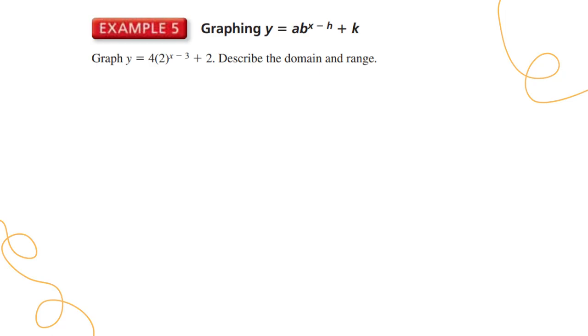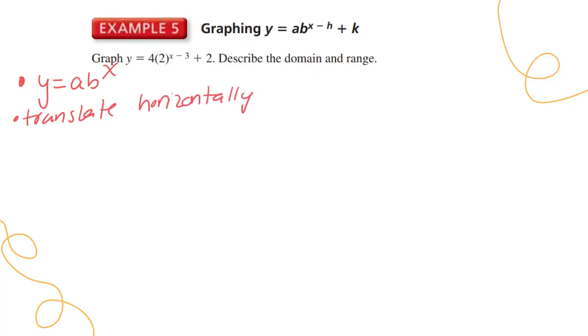Graphing y equals a b to the power of x minus h plus k. So the first thing you want to do is start by graphing y equals a b to the power of x. Then translate the graph horizontally, okay? Horizontally. Then it's going to translate horizontally h units, okay, h units, and vertically k units. Okay, so h always remember for horizontal and k for vertical.